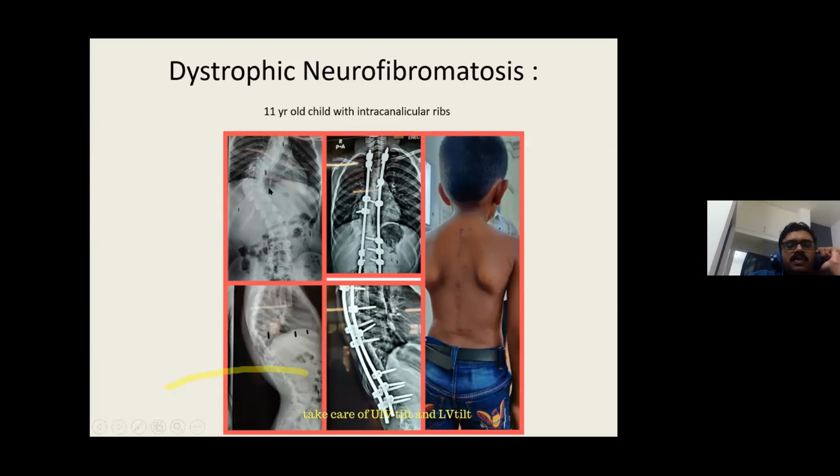There are very few literature reports of intracanalicular excision of the ribs. So we went in with the initial plan to excise the ribs. Once the ribs were excised and we did some amount of release, you can see the beautiful correction that we are able to obtain. So many segments we are able to leave free, because even though it's an 11-year-old child, the fusion will not affect his growth.